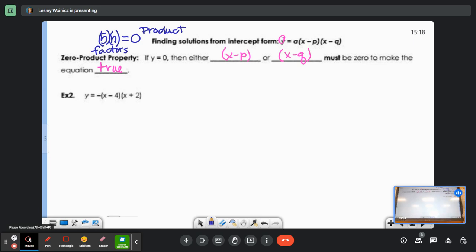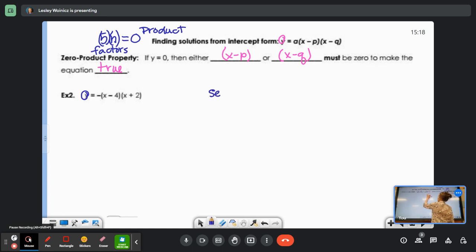So, this is really important and we kind of lost you. All right, come back. If our product is 0, then at least one of our factors has to equal 0. Everybody happy with that? Okay, so same thing here. If we have a product of 0, then either this factor or that factor has to equal 0. That's the ZPP.